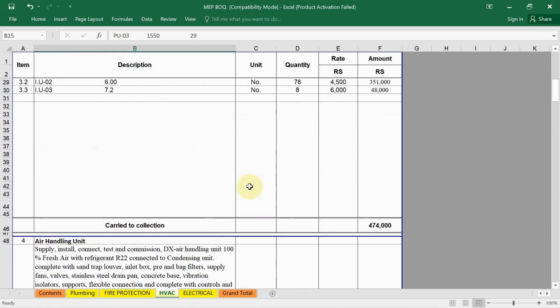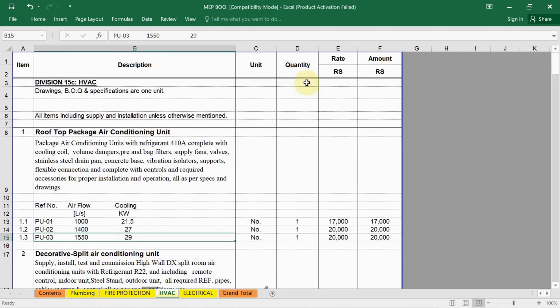Next, in the next column, you see the quantity is written. Here you have to enter the calculated quantity for each item. For example, we have a rooftop package air conditioning unit of 1000 liters per second flow, with a cooling load value of 21.5 kilowatts. Here the unit of measurement we have written is number, and in quantity we have entered the calculated quantity for each item: one.